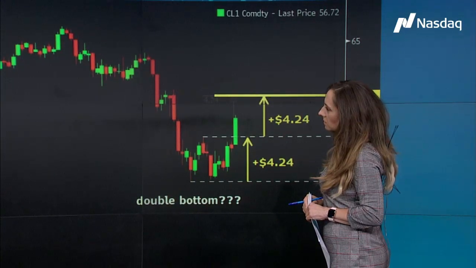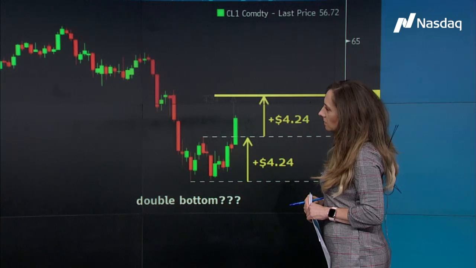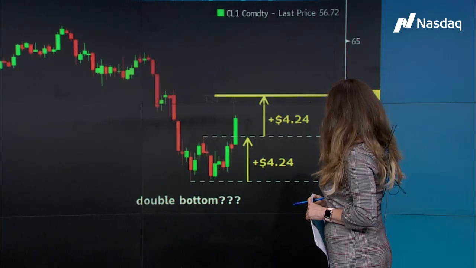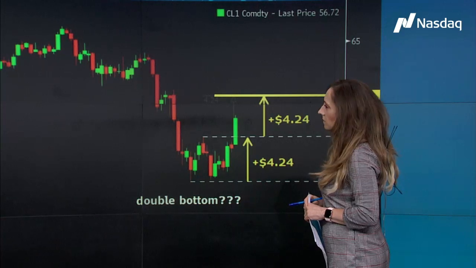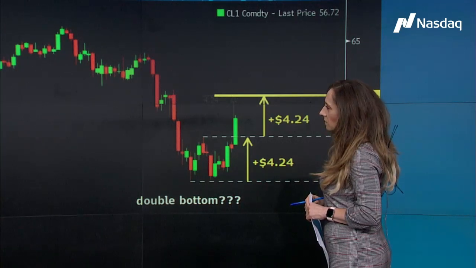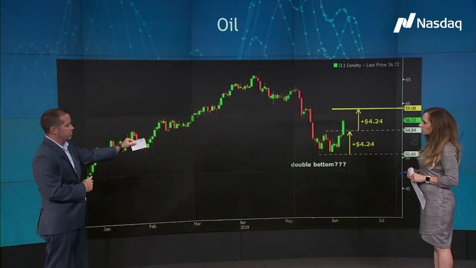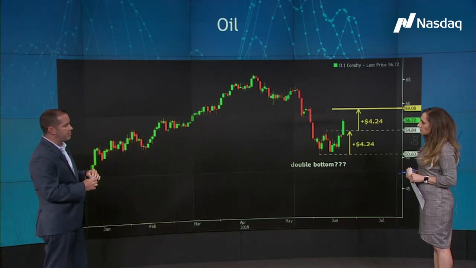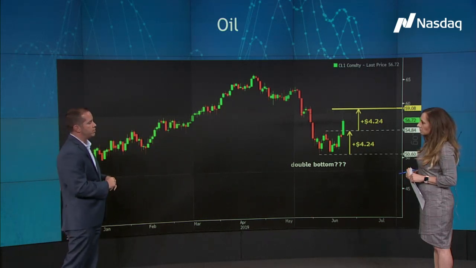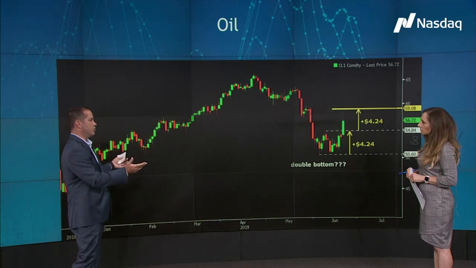The range of the pattern was $4.24, so we come up with our projected move by taking that width and adding it to the top of the range, or the midpoint of the W pattern, which is the double bottom, which projects to about 59.08. That's the minimum measured move, which is up about 3.5%, and certainly could go above there.